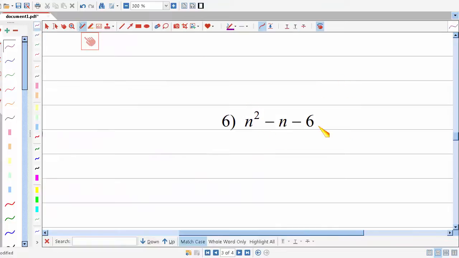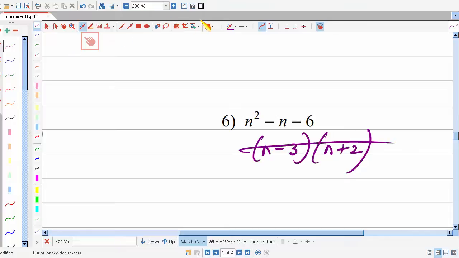All right, in this one I need two numbers that multiply to be negative 6 and add up to negative 1. It'll be n minus 3 and n plus 2. Oops, didn't mean to do that. Meant to do that.